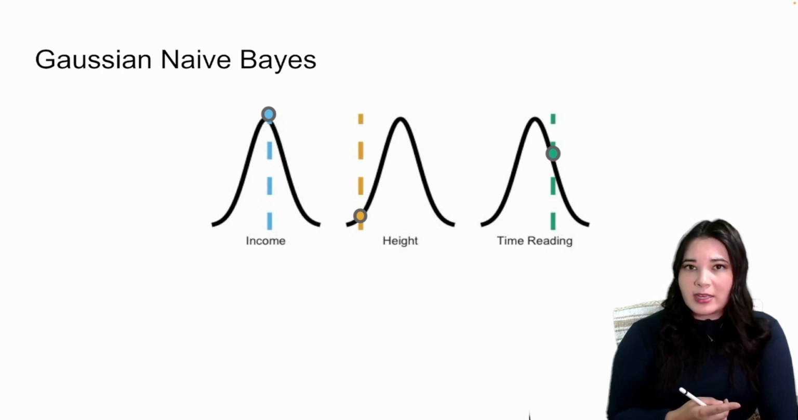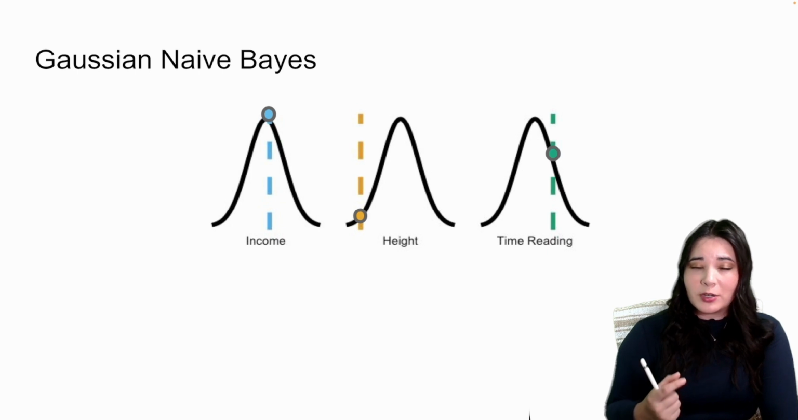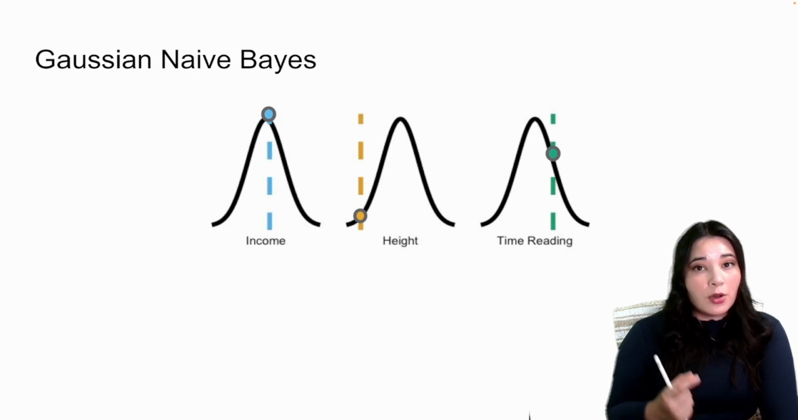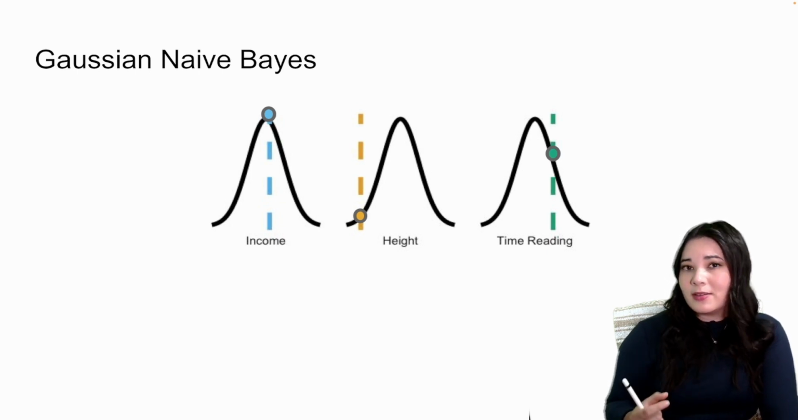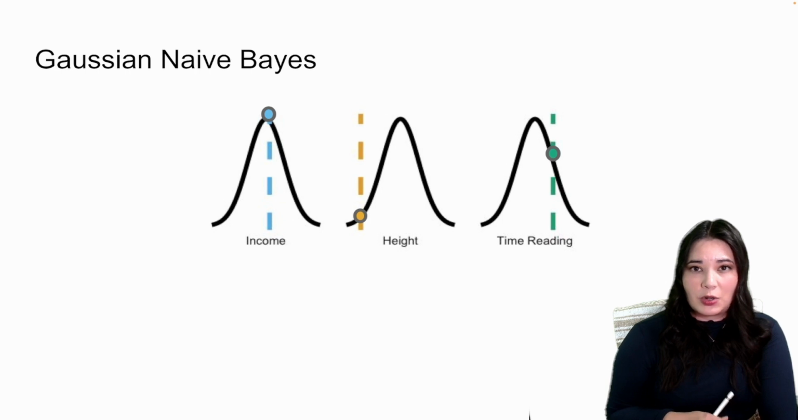It's naive because we make an assumption of conditional independence. Within our different categories, we assume that the predictors are independent. Now, we know that's not true, so it's a naive assumption to make, but it makes the calculations a lot simpler because we don't have to calculate all those conditional probabilities.